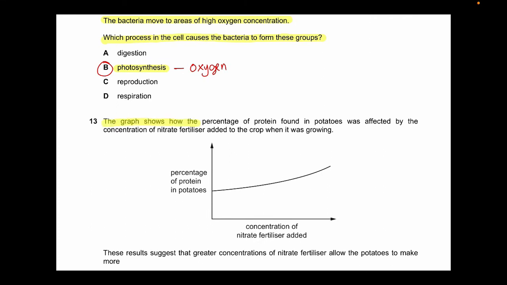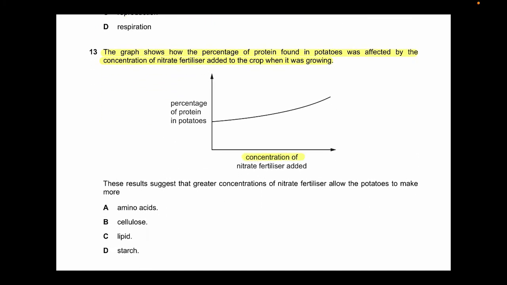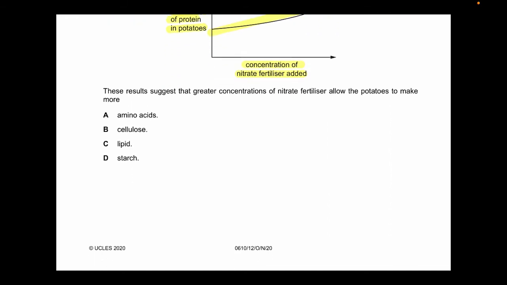The graph shows how the percentage of protein found in potatoes is affected by the concentration of nitrate fertilizer added to the crop when it is growing. So, concentration of nitrate fertilizer added and percentage of protein in potatoes. As we can see, as the concentration of nitrate fertilizer added increases, the percentage of protein in potatoes also increases.